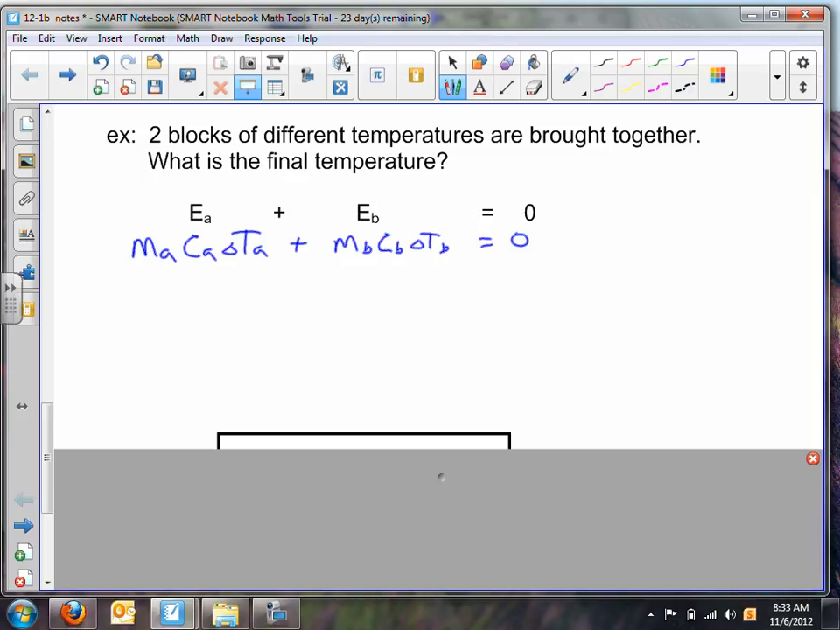Expanding this out, we get MACA. Change in temperature we know is always final minus initial. So final minus the temperature of A initial plus MBCB. Change in temperature B will also be final temperature minus temperature of B initial. That has to equal 0.